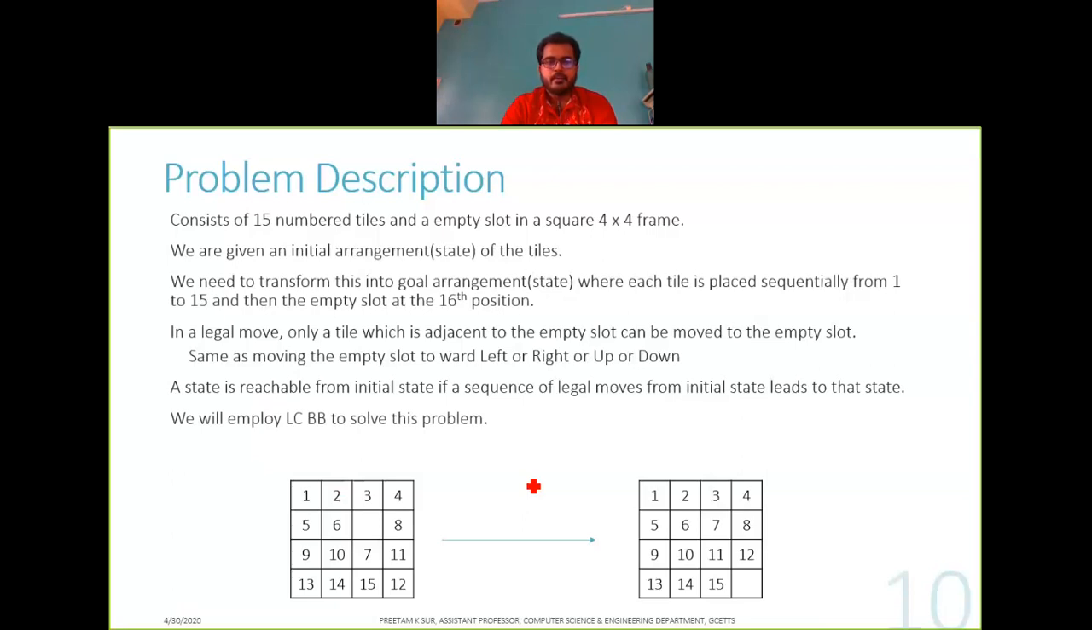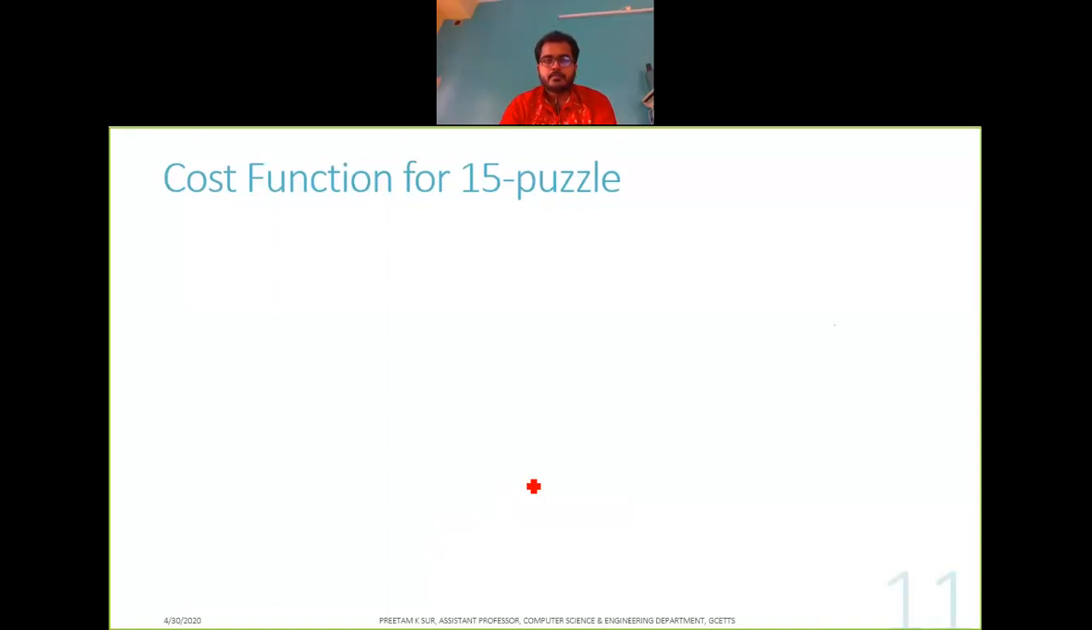And to solve it, we will employ the least cost branch and bound technique. So to employ the least cost branch and bound for the 15 puzzle, we have to find out the cost function, right? LCBB means least cost branch and bound. We found that the estimated cost function is divided into two parts. One is the distance from the root node, another is the estimated distance of the answer node from X, right?